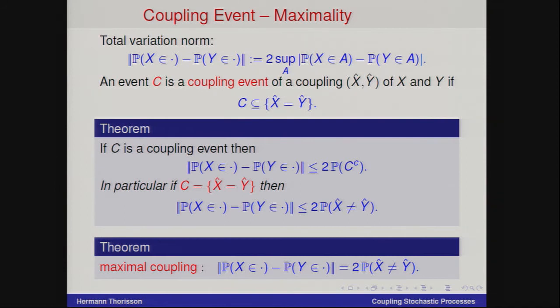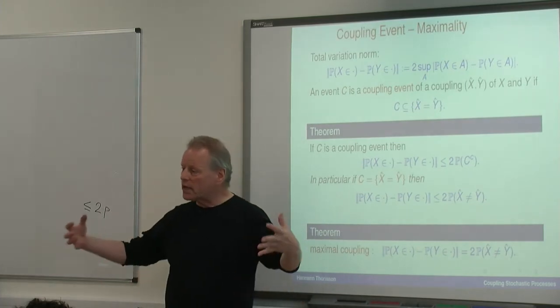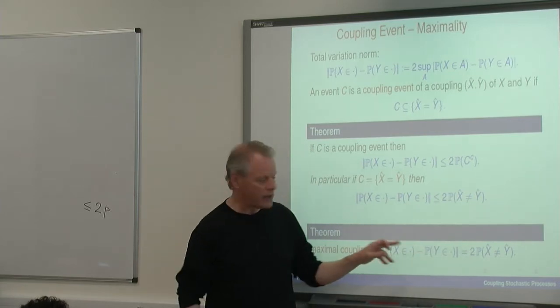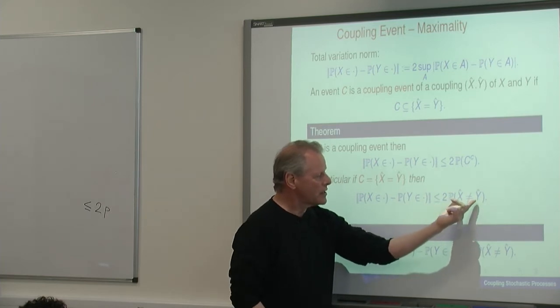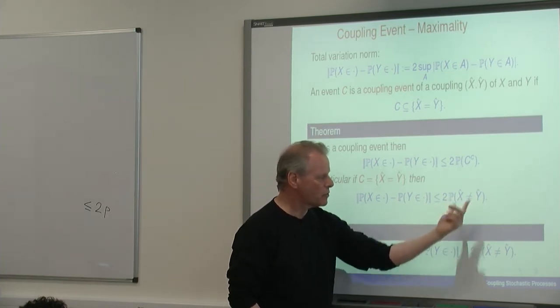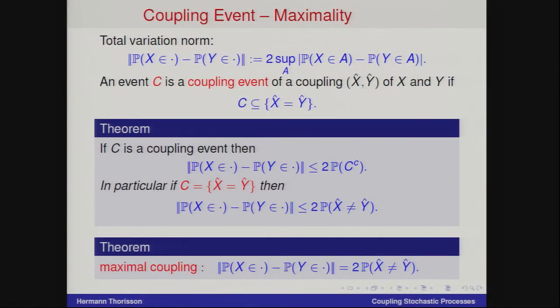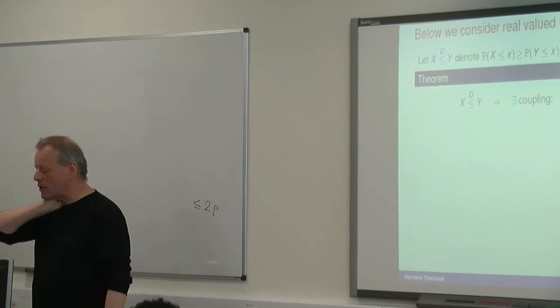You can actually turn this inequality into an identity. So you can maximal couple. You can make them coincide so that this is equal to this. This is fixed. You have different couplings, and then this varies. And then there is a coupling, actually several couplings, where you can achieve identity, called maximal coupling. Okay, now to the next example. I'll look at stochastic domination.